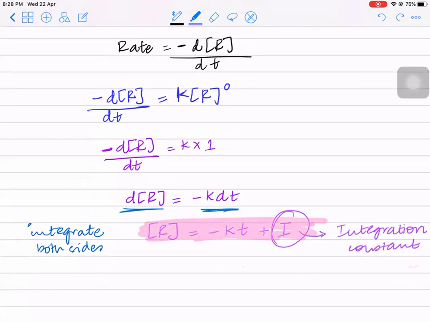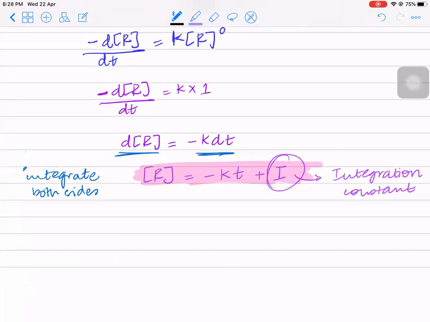Where I is my integration constant. Now I need to figure out the value of I. So by now we have done what?